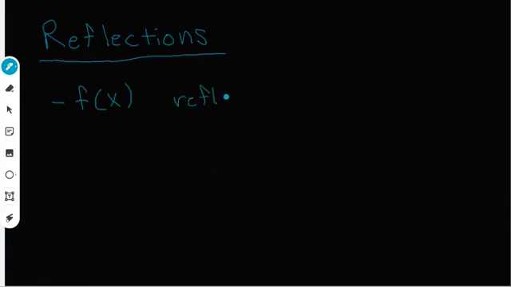Reflections. This is the third type of transformation that we're going to talk about today. So how do you reflect a function over the x-axis? If you multiply by a negative number, like negative f of x, then this is going to be a reflection about the x-axis. So if you put the negative on the outside, you're reflecting over the x-axis.